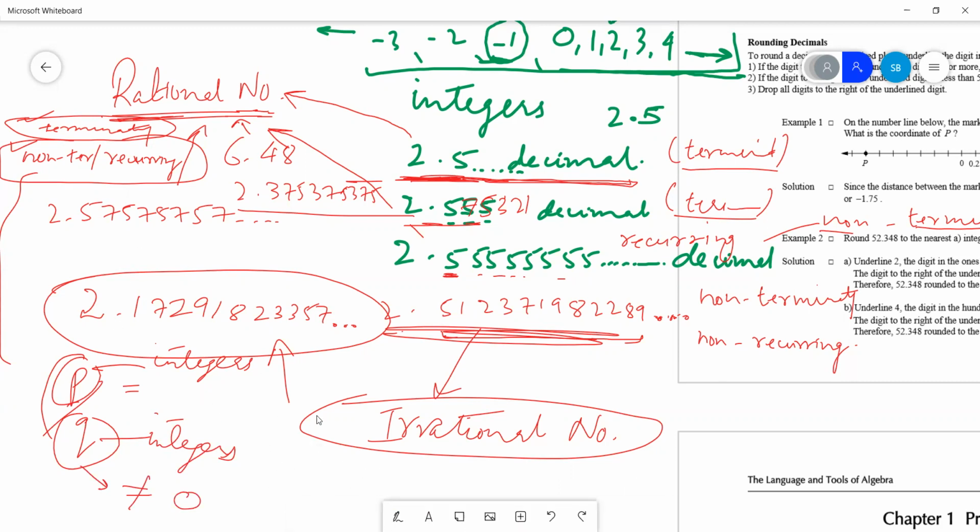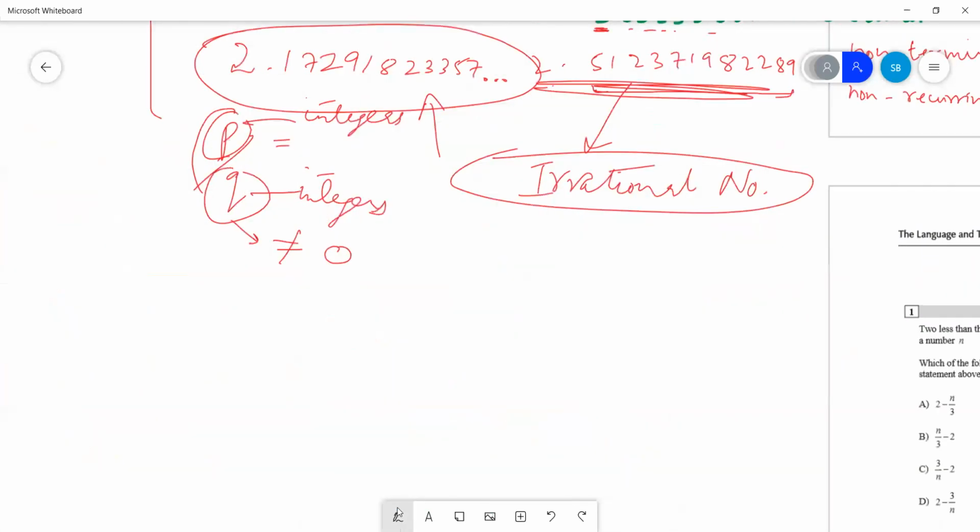So I'll give just one or two numbers and then we can stop, and you tell me what type of number it is. We're having 3.57328. Is it a natural number?